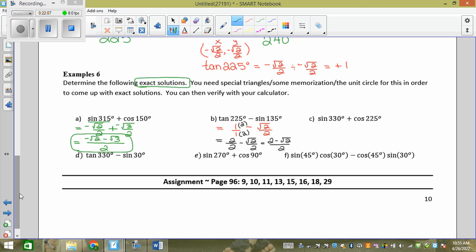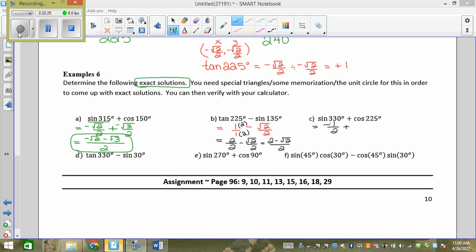You guys try C, D, E, F. See if you can do it. Sine of 330. What is y at 330? Negative what? A half. And then cos 225 is negative root 2 over 2. So we're going to get it all over 2. We're just going to get negative 1 minus root 2. Done.